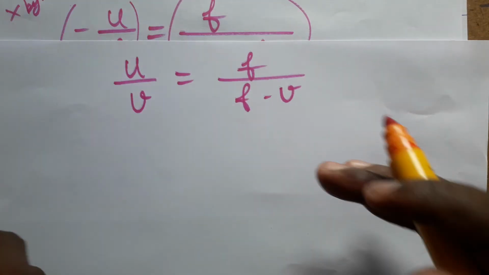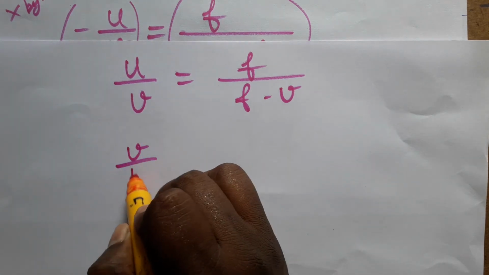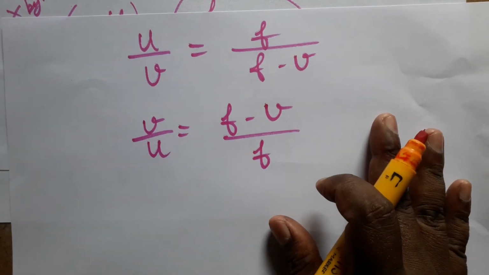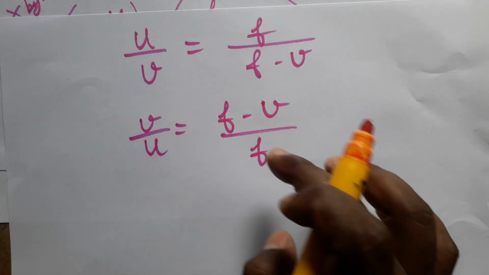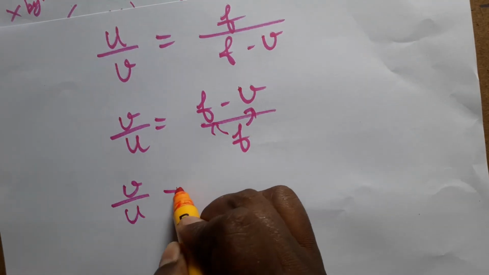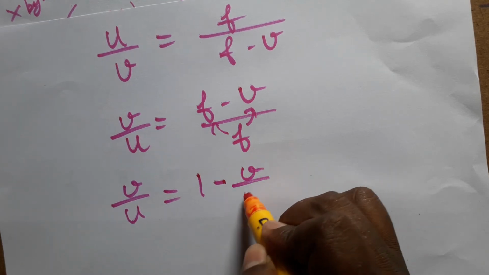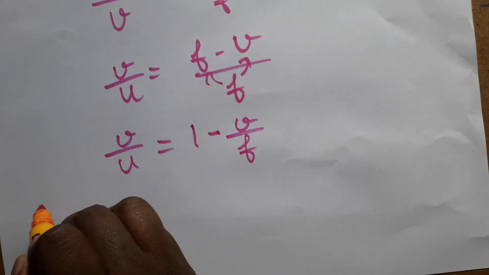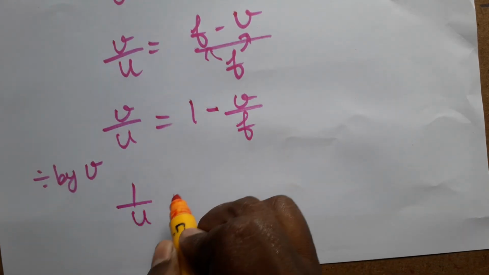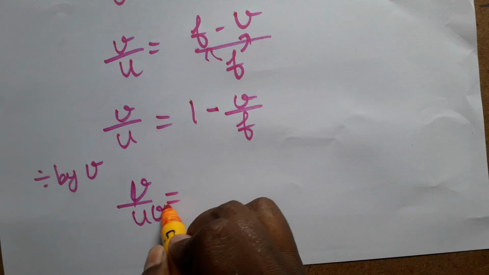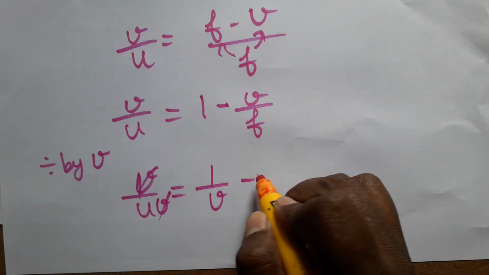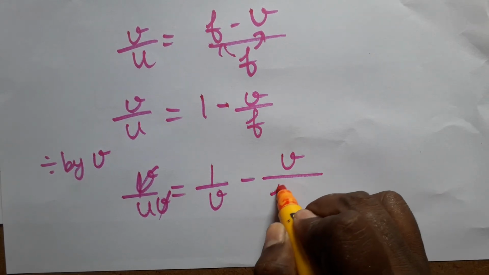Now I am flipping the equation. V divided by U is equal to F minus V divided by F. This equation we got. Now I am going to take the LCM, F by F. F is common for these two terms. V divided by U is equal to 1 minus V divided by F. Now divide this whole equation by V. So 1 by U is equal to, V divided by V gets cancelled, 1 by V, minus V divided by F, and V gets cancelled.